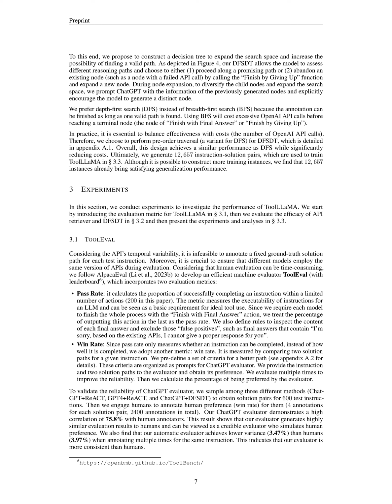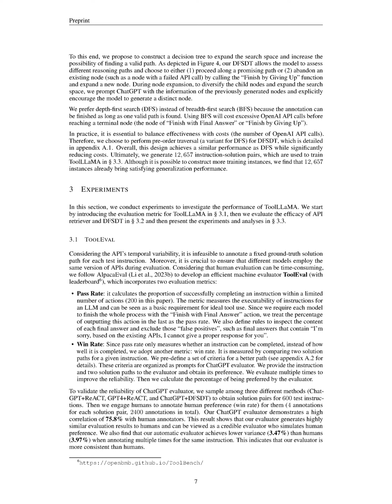To ensure the reliability of the ChatGPT evaluator, we tested it with three different methods: ChatGPT plus React, GPT-4 plus React, and ChatGPT plus DFSDT, on 600 test instructions. We then had humans annotate their preferences for these solutions. Our ChatGPT evaluator showed a high correlation of 75.8% with human annotators, indicating that it produces evaluation results very similar to those of humans. We also found that our automatic evaluator was more consistent than human annotators, with a lower variance in scores.